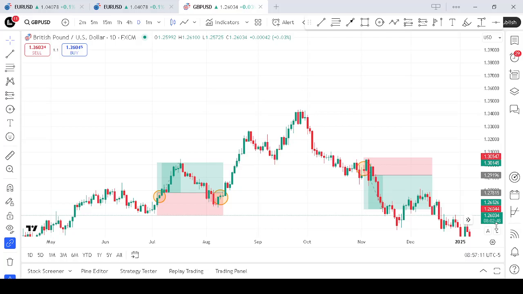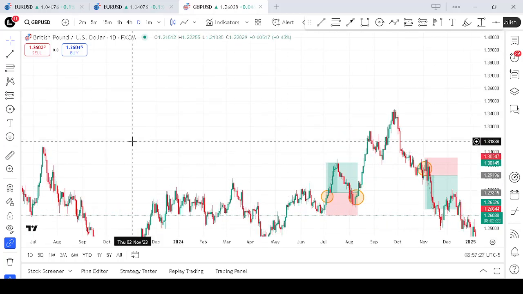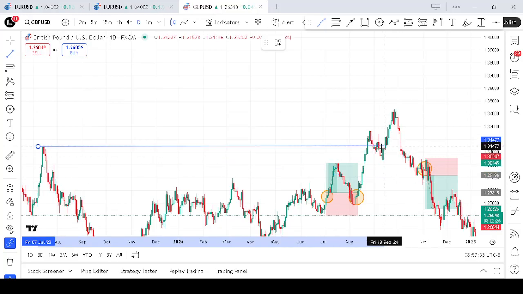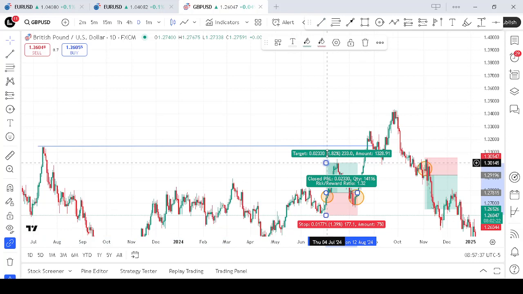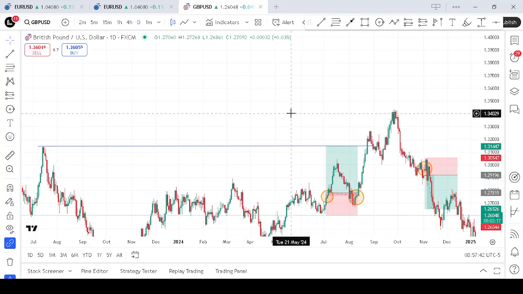Now for take profit, the recommended approach is to target a minimum of 1:3 risk to reward. However, you can also use previous swing highs or lows as logical targets for your trade. Like this previous swing high over here can be your take profit target for this long position. If you don't want to use 1:3, 1:2, you can use that.